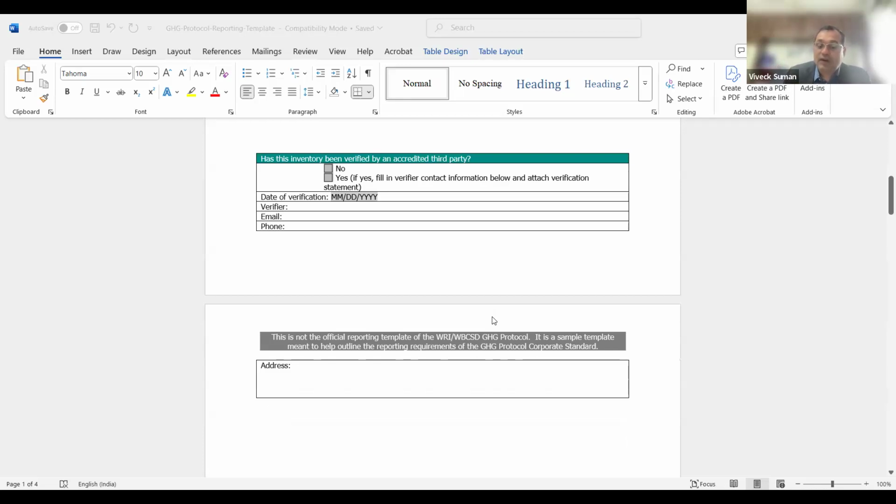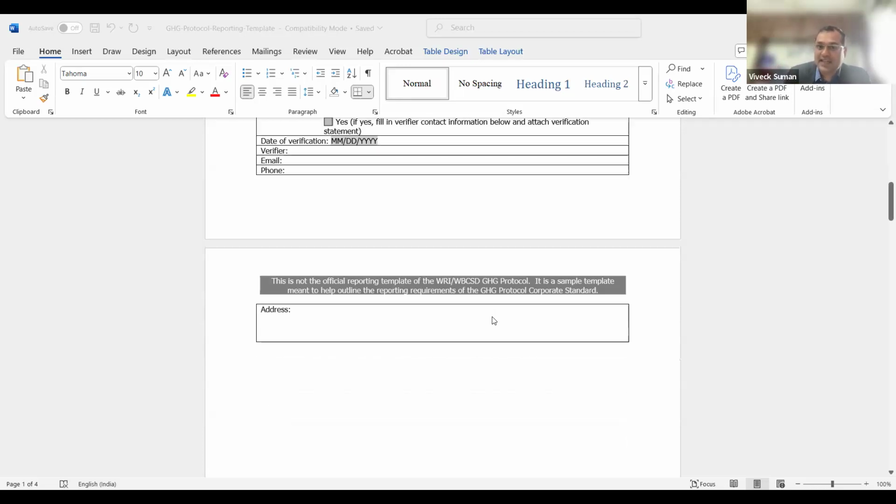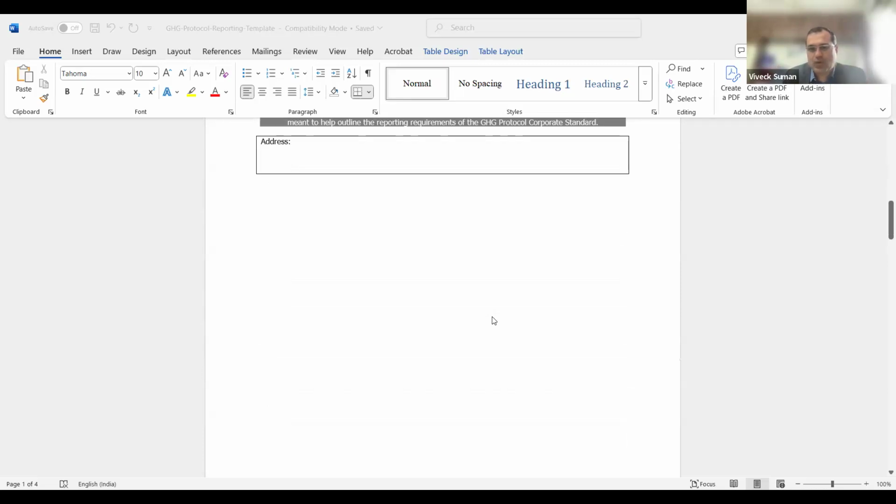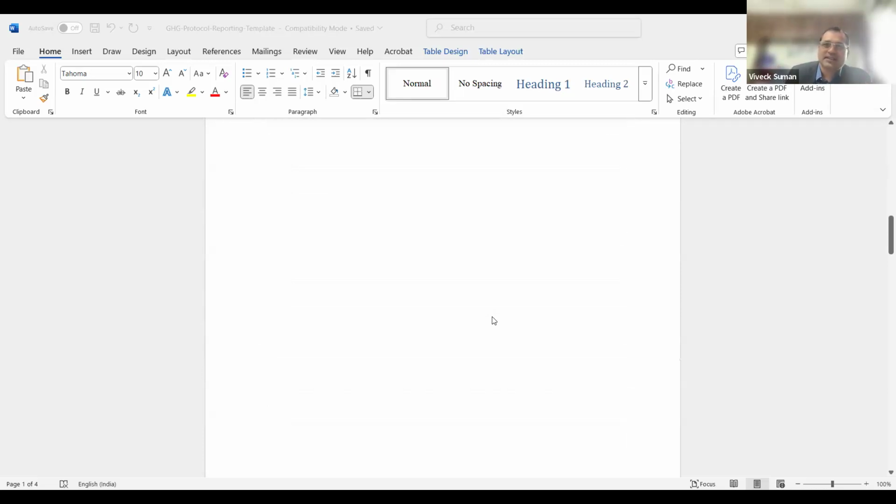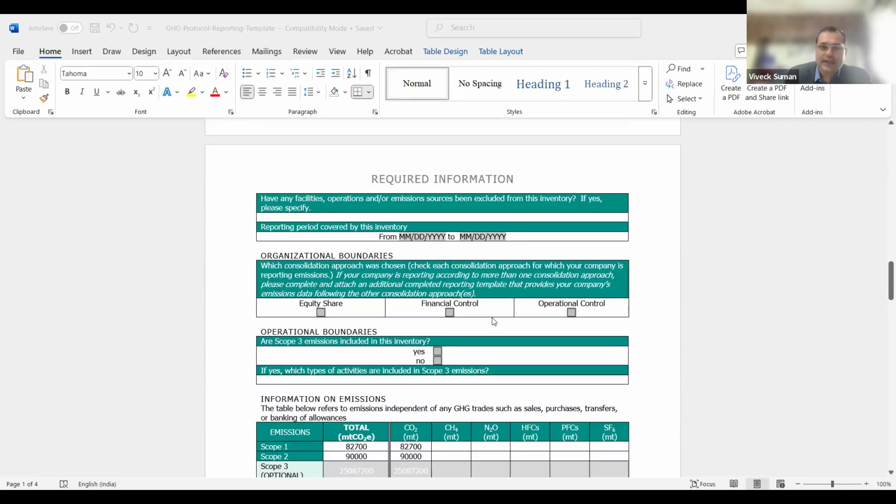And this is not an official template. Let me be very clear, it is written very clearly. This has been supported by GHG protocol. It's not the actual one. You can decide your own template, but this gives a starting point for a lot of you.